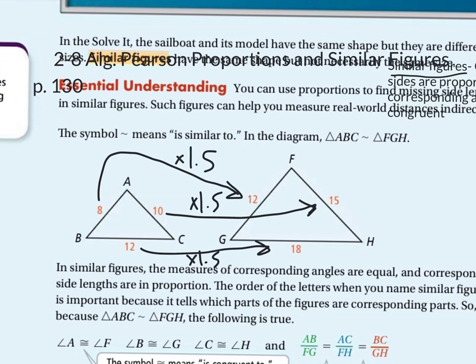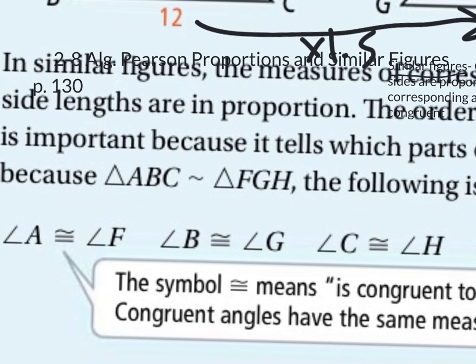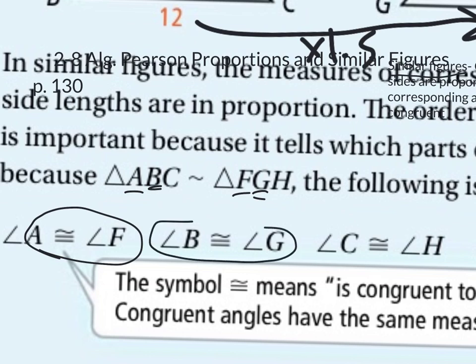So one thing you'll notice is with the side lengths. Well, before we do that, let me just mention the order that you do your similarity statement in matters. So if I say triangle ABC is similar to triangle FGH, what I'm saying is A and F are in the same spot. So I'm saying angle A is congruent to angle F. B and G are in the same spots, so angle B is congruent to angle G. C and H are in the same spot, so angle C is congruent to angle H.